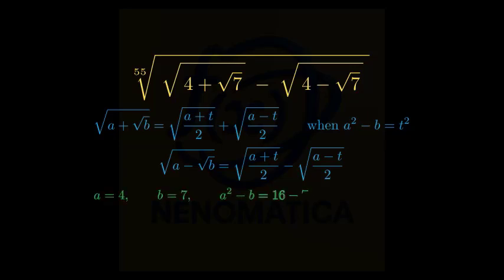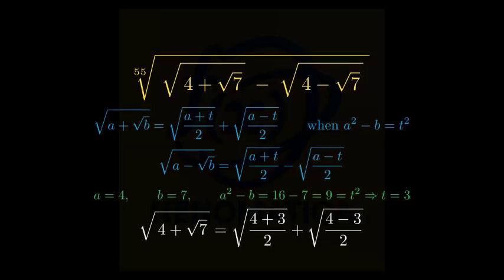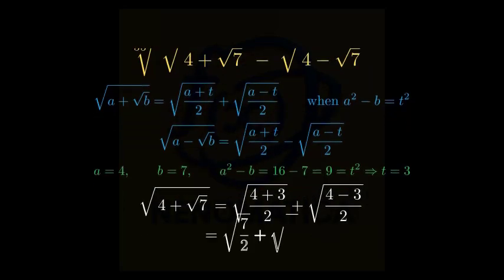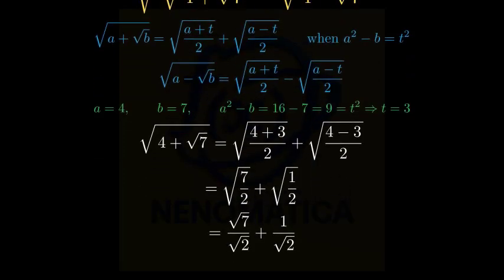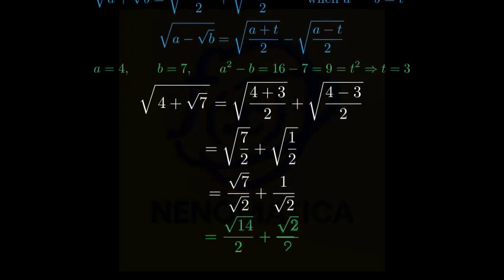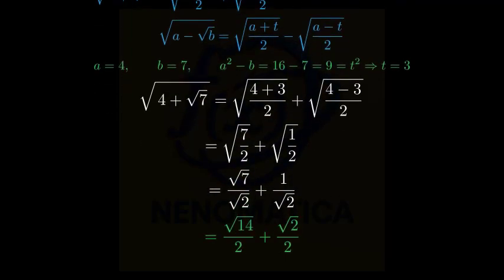In our problem, a equals 4, b equals 7, so a squared minus b is 16 minus 7, which is 9, and t equals 3. First, compute the square root of 4 plus square root 7. Substitute a equals 4, and t equals 3 into the identity. Now, simplify the fractions. Rewrite each as a product with 1 over square root 2. Combine over 2 to get the exact compact form.